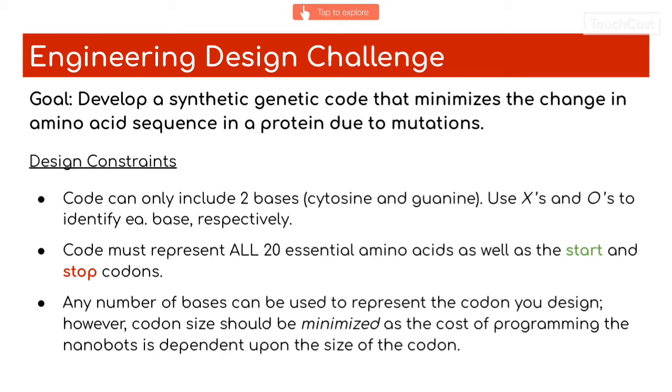You need to keep the codon size relatively small because the cost of programming the nanobots is dependent upon the size of the codon. So if the codon is too terribly long, it's going to be too expensive and we're not going to be able to sustain that kind of production, right? But then again, we're also talking about the redundancy of the code and maybe some of the benefits that apply there. So you kind of have to weigh these 2 options.